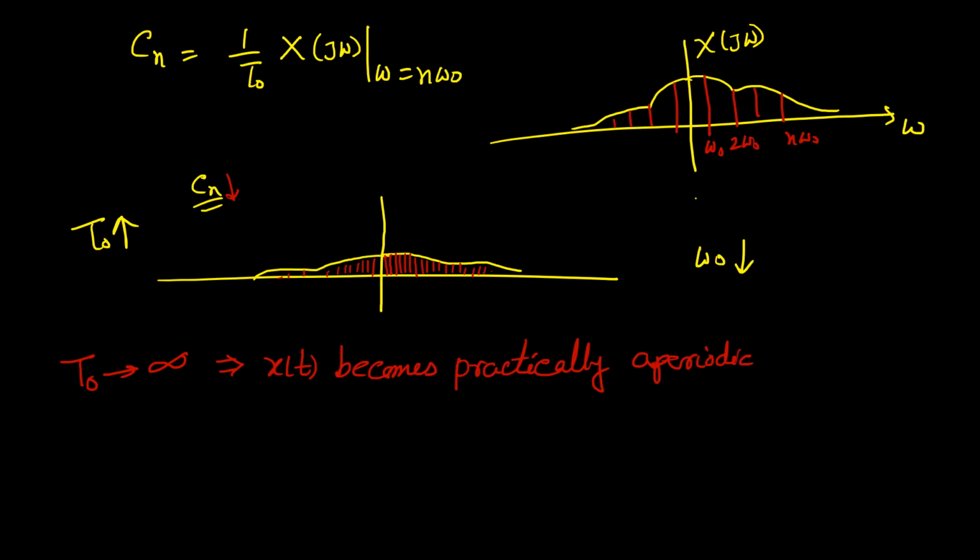As the signal shape will repeat after infinite times, the true Cn value is approaching 0 because of this factor 1 upon T naught. If all the samples are becoming close to 0, then we can't get any significant spectrum. So to get one significant spectrum shape, we'll exclude this 1 upon T naught and we'll consider only X of j omega.